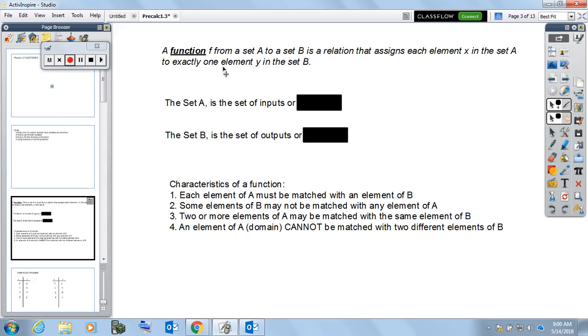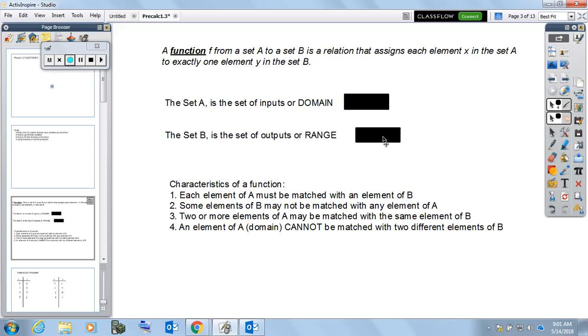But it all stems from this concept that if you've got a set of elements we're going to call A, and a set of elements we're going to call B, then every element x in the set A is assigned to exactly one element in B. Now think about it. What do we know those sets of A elements, or the x elements, to be? Hopefully we remember those being the domain, and the set B, our outputs, we know as the range.